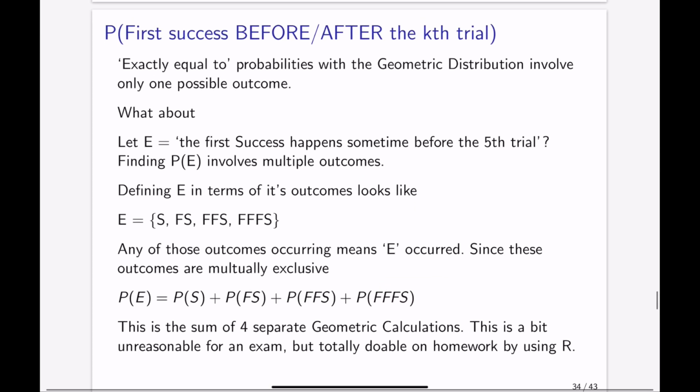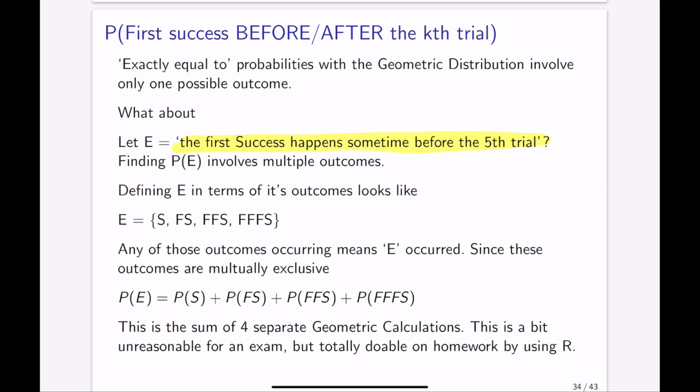So those exactly equal to probabilities are relatively straightforward, but what makes it slightly more complicated is if you want to know the probability of events that include more than one possible outcome. Like, just using generic terms, what's the probability of seeing the first success any time before the 5th trial? What's harder about that is that sometime before the 5th trial means that it could have been on the 1st trial, it could have been on the 2nd trial, it could have been on the 3rd trial. There are several ways that this could happen.